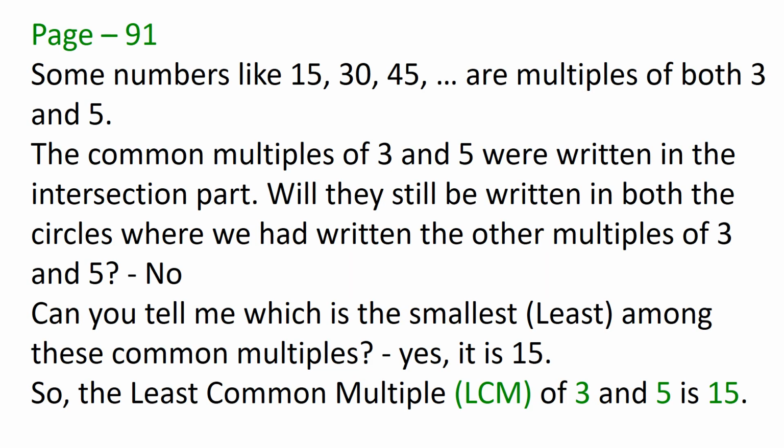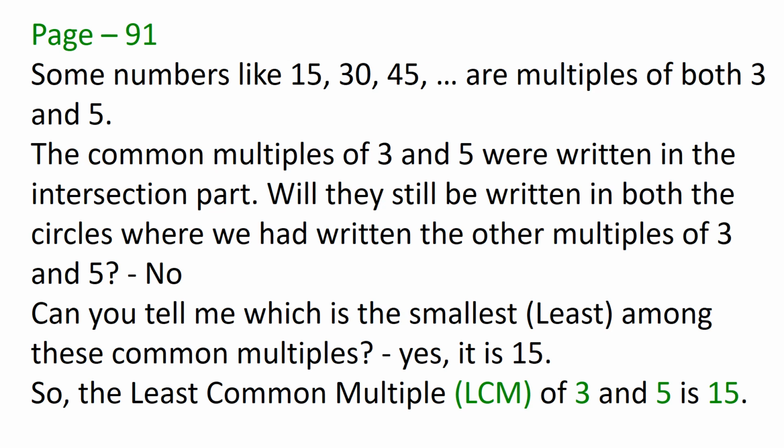You just saw how to find common multiples of 3 and 5 through a video. Some numbers like 15, 30, 45, etc. are multiples of both 3 and 5. They are the common multiples of 3 and 5. The common multiples of 3 and 5 were written in the intersection part. Will they still be written in both the circles where we had written the other multiples of 3 and 5? No. It will be written only in one place, that is the intersection part.